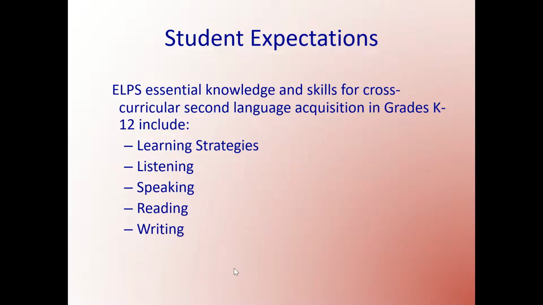There are 5 categories of ELPS, which are also known as student expectations. The first would be learning strategies, and these are essentially just learning strategies that you would plan to use in your lesson, where the students are learning how to strategically learn how to listen better, speak better, or read better, or write better. Again, these apply from grades K through 12 and do not change depending on subject or grade level.